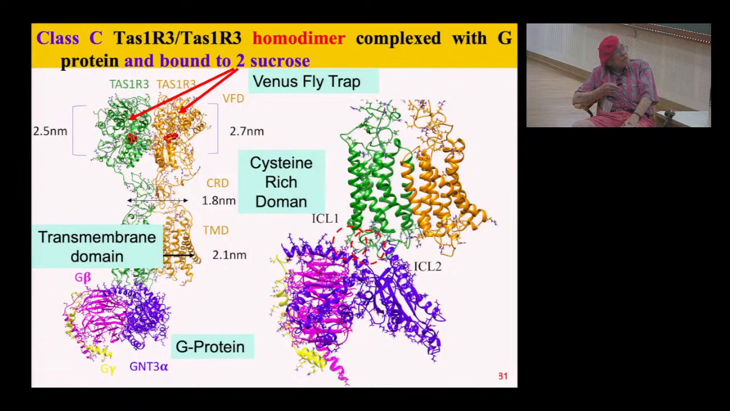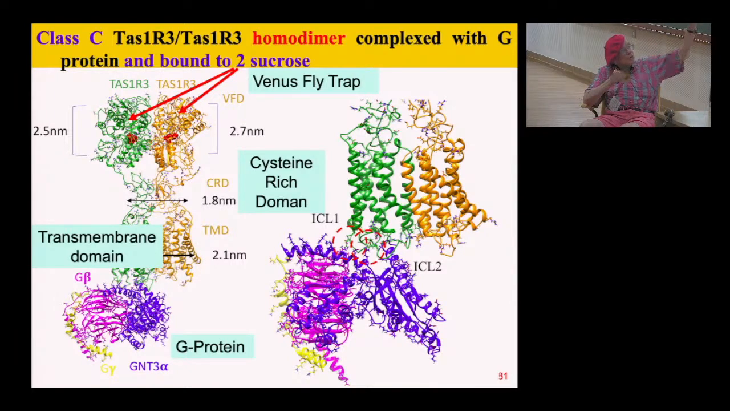This is the sweet receptor again. This is a homodimer. Sucrose binds in these sites out here. Now this is where the transmembrane region is, down here. This is a transmembrane domain. And then there's what's called a cysteine-rich domain, and then there's what's called a Venus flytrap domain. And here's the G protein down here.